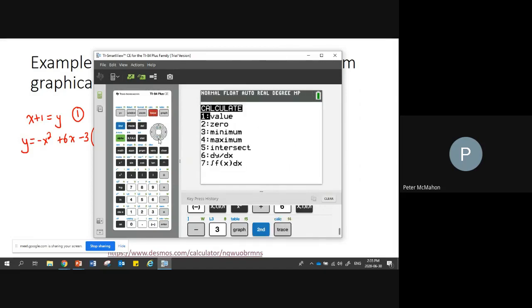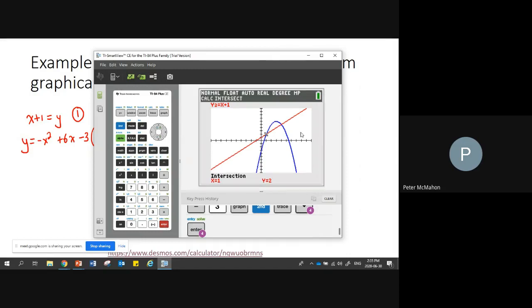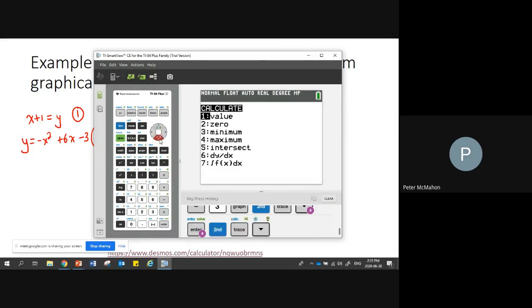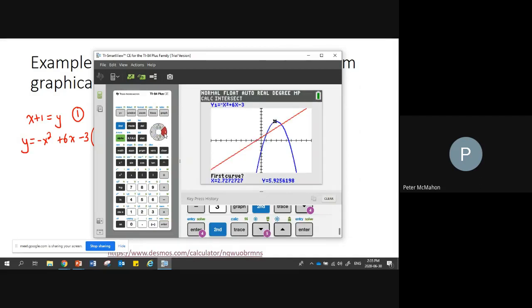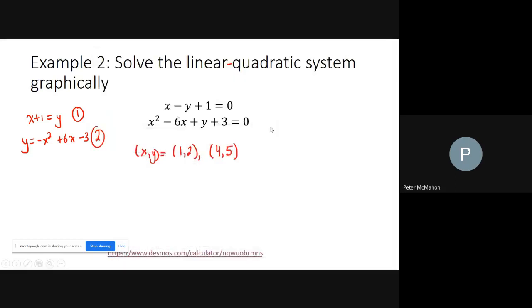Second calc, intersect, enter, enter, enter. 1, 2 is here. Second calc, intersect, and scroll over, enter, enter, enter, and we get 4, 5. So they're looking the same way that we got in the other one over here. Okay, so this is a linear quadratic system here.